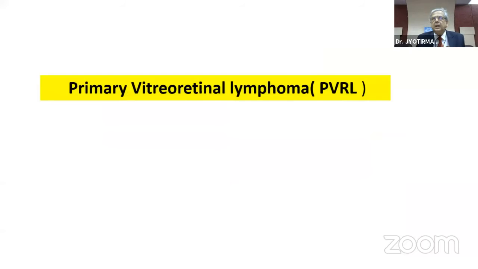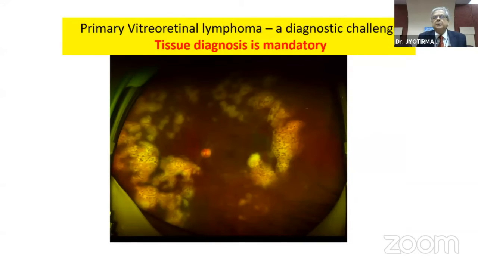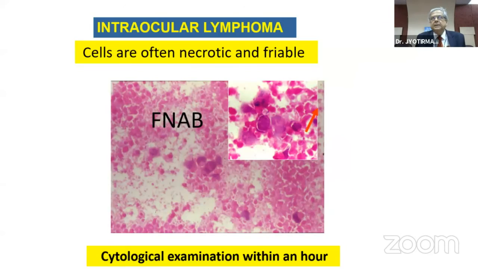In case of primary vitreoretinal lymphoma, a tissue diagnosis is mandatory. Here, the tissues often have a necrotic background, so it should be transported within half an hour to 1 hour. Cytologic smears need astute cytopathologists, because they can be confused with the necrotic background and a few lymphocytes, the infiltrations which will be seen because the inflammatory component is there.